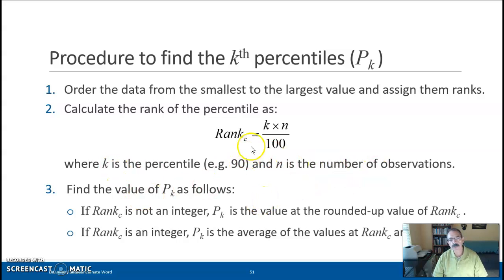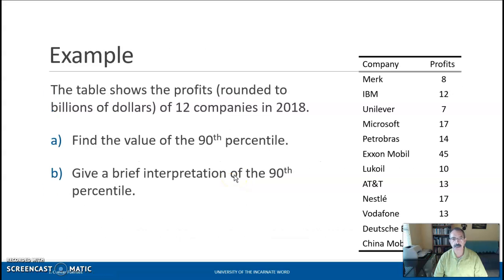Now, to find p sub k, if the rank c that you calculated is not an integer, then p sub k is the value at the rounded up value of the rank c. If the rank c is an integer, then p sub k is the average of the values at rank c and at rank c plus 1. Okay, let's see how we calculate that with an example.